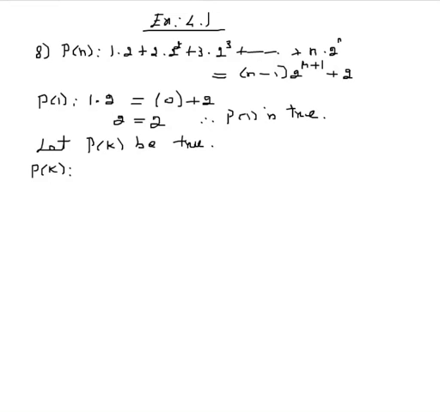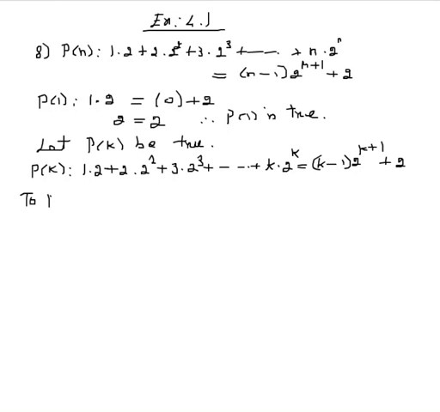And the statement is 1 into 2 plus 2 into 2 square plus 3 into 2 cube, etc. The kth term is k times 2 power k, equals, substituting n as k, (k minus 1) into 2 power (k plus 1), plus 2. Now let us write the P of k plus 1 statement. That is the result to be proved.